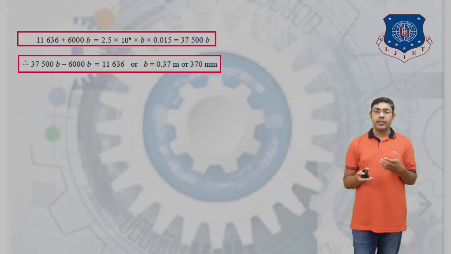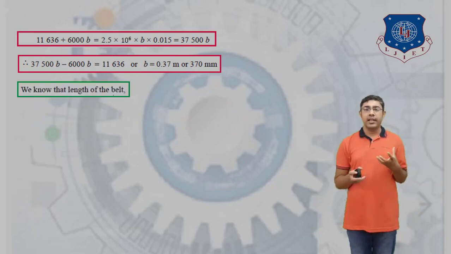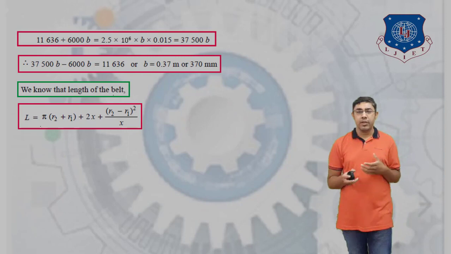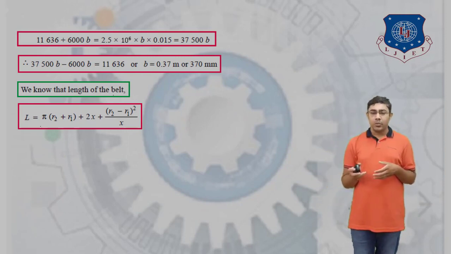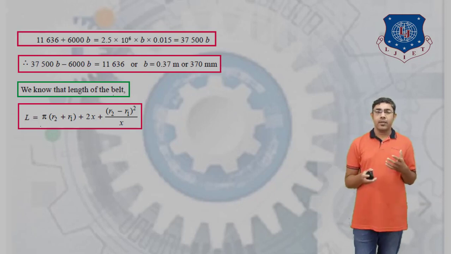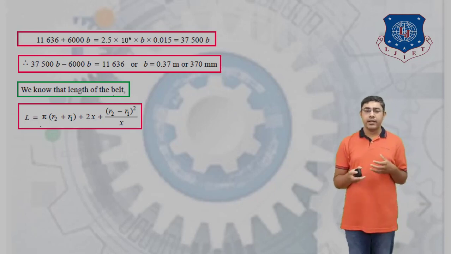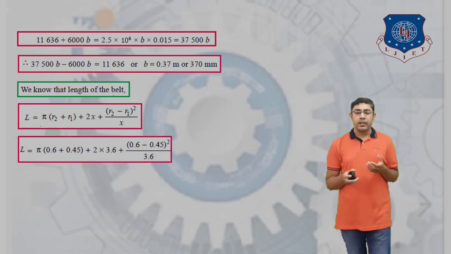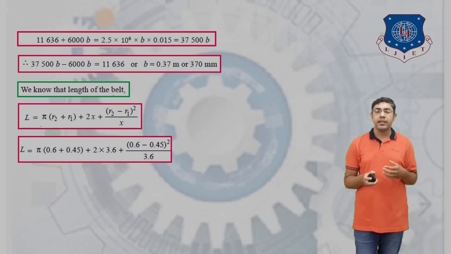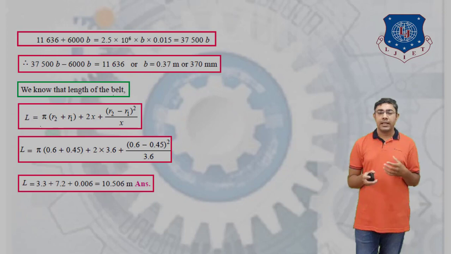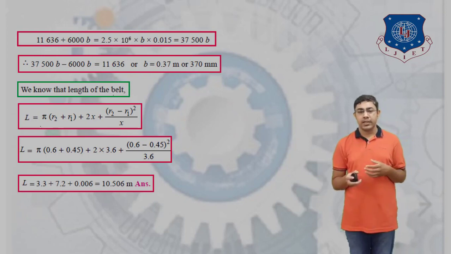Now we have to calculate the length of the belt. We know the length of the belt is L = pi(R1 + R2) + 2x + (R2 minus R1) squared divided by x. This is the equation of belt length in terms of radius. Here R2 is 0.6, R1 is 0.45, and x is given as 3.6. If we place all these values, we get the length of the belt equal to 10.506 meters.